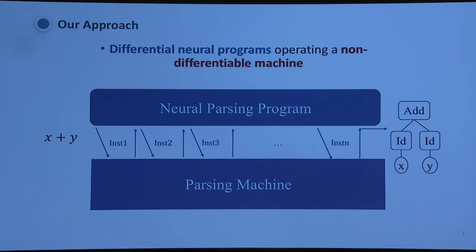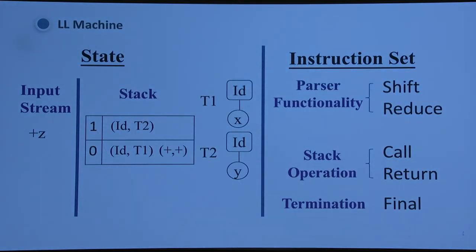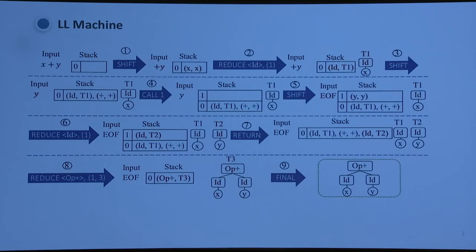So in this work, we explored a new approach by combining differentiable and non-differentiable components together. In particular, we learn a differentiable neural program operating a non-differentiable machine. So essentially, we have what we call the LL machine, a non-differentiable machine that just has a few instructions operating a stack, and we automatically learn a differentiable program that, given the input, generates a neural parser to operate on this LL machine to produce the desired parse tree as an output.